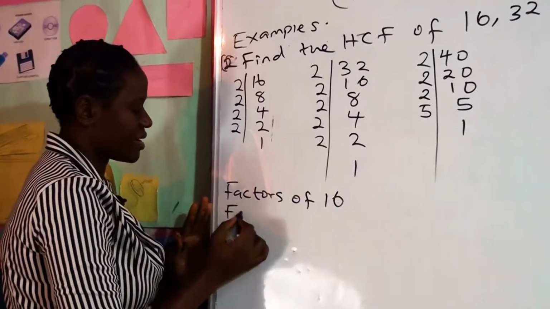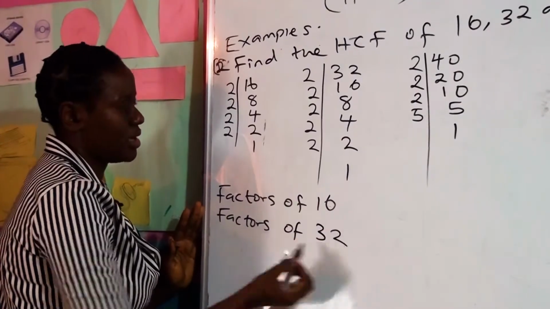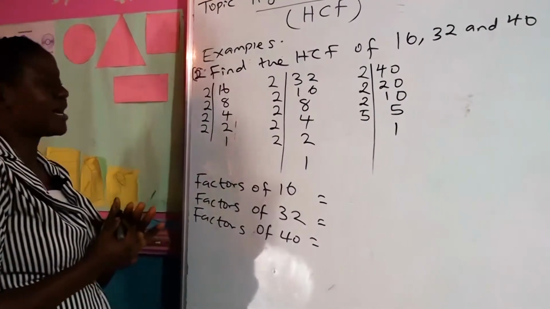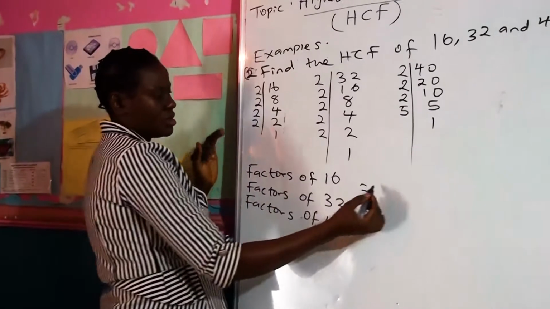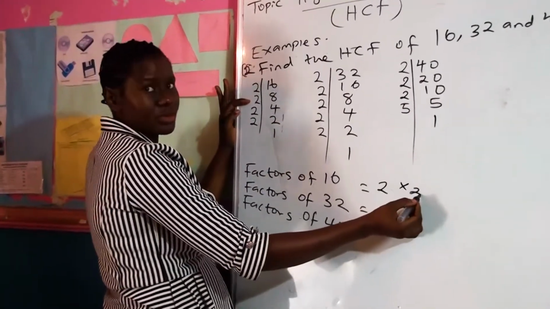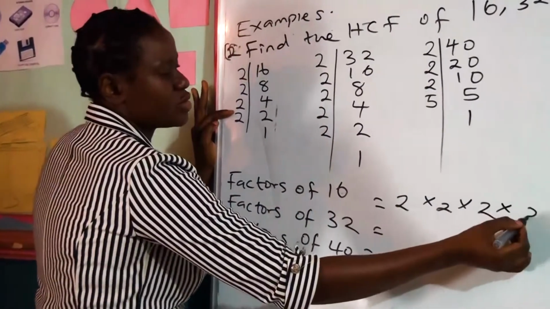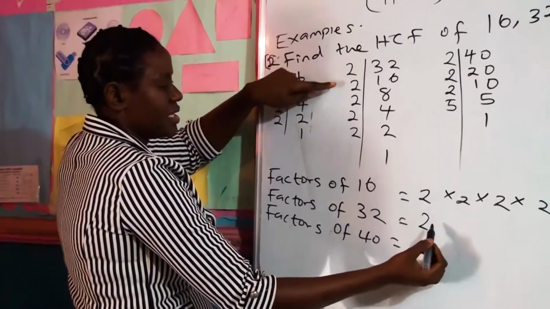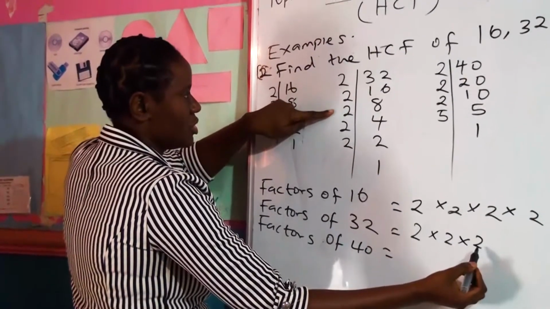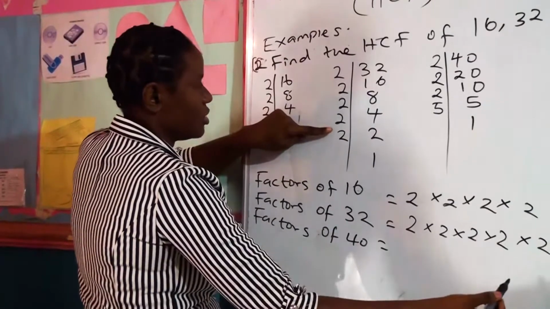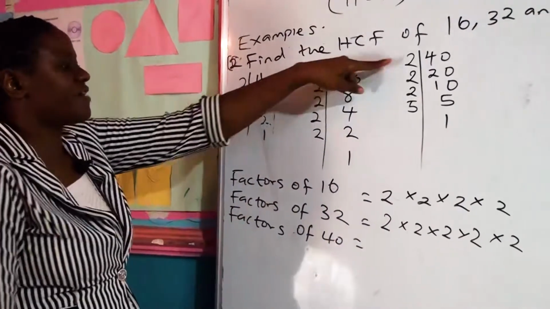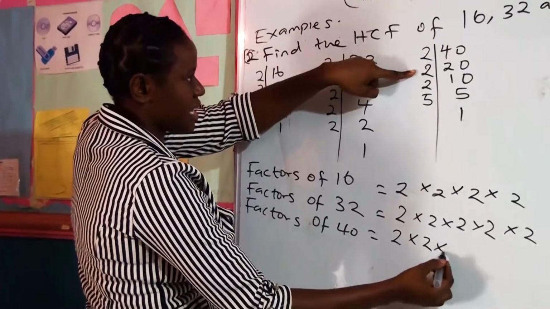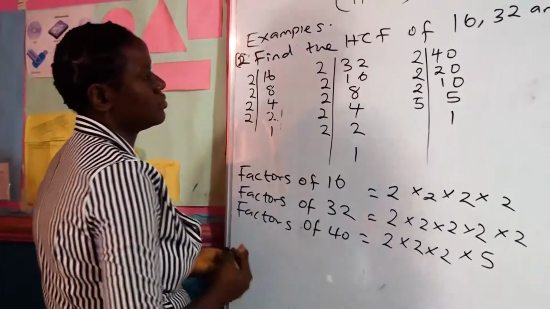Factors of 16, factors of 32, and factors of 40. From what we have on the board, factors of 16: 2 times 2 times 2 times 2. Now, factors of 32: 2 times 2 times 2 times 2 times 2. Now, factors of 40: we have 2 times 2 times 2 times 5.